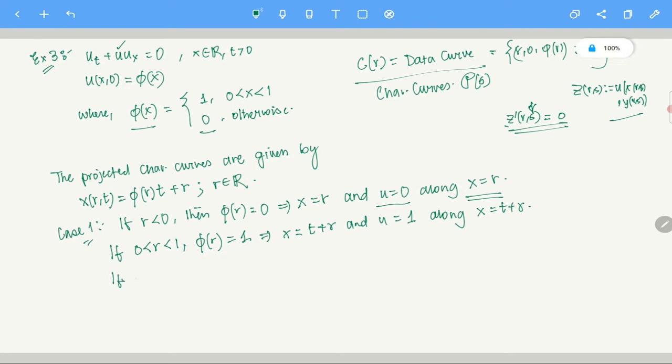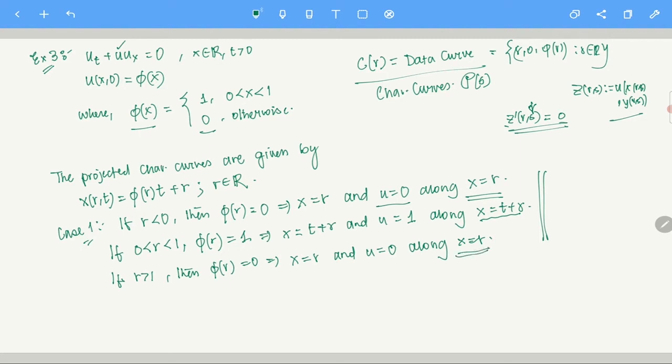Now, if R is greater than 1, it is 0 otherwise. So phi of R is again going to be 0, and that will imply x equals R, as in the first case, and u equals 0 along these curves x equals R. So essentially, when R lies between 0 and 1, x is t plus R. When R is less than 0 or greater than 1, x equals R are the projected characteristics. Clear?